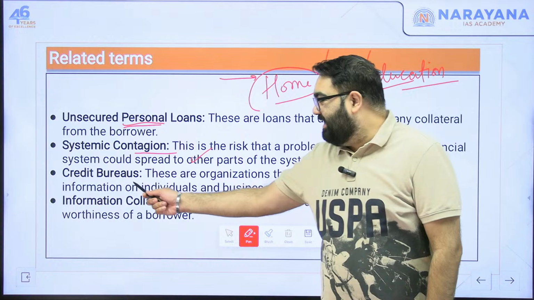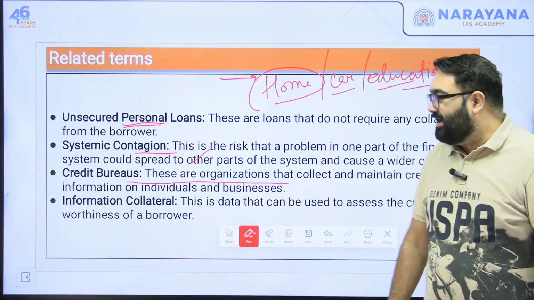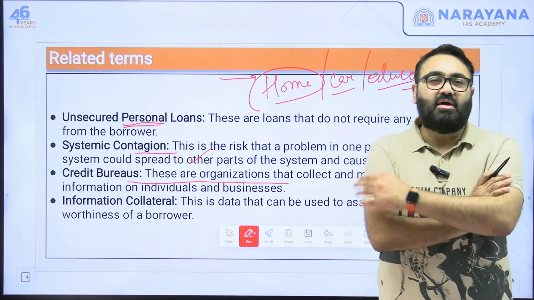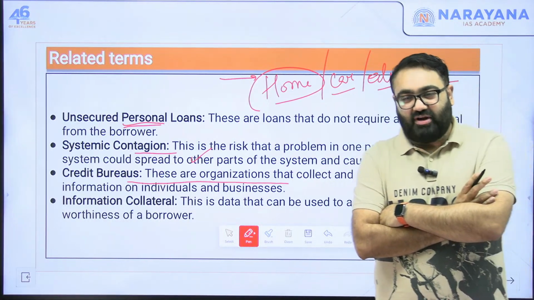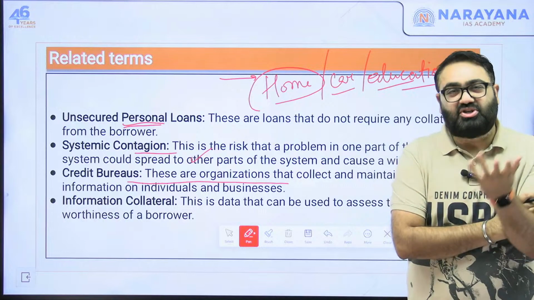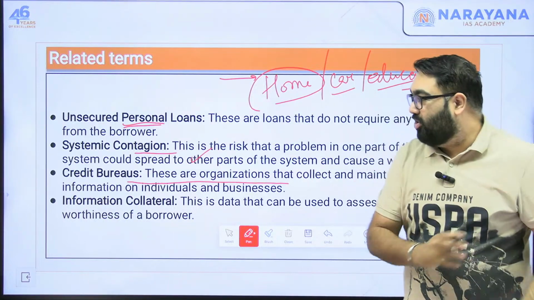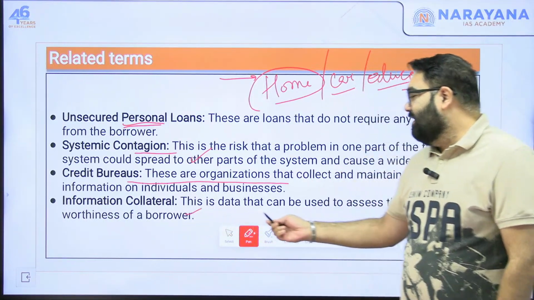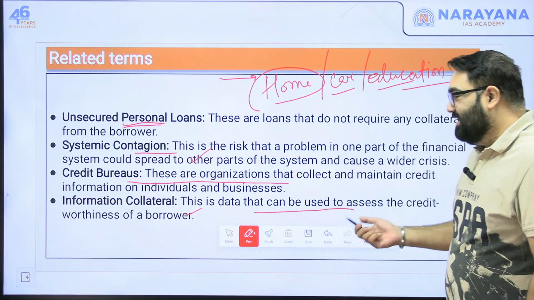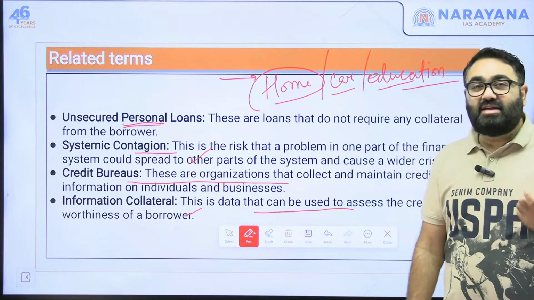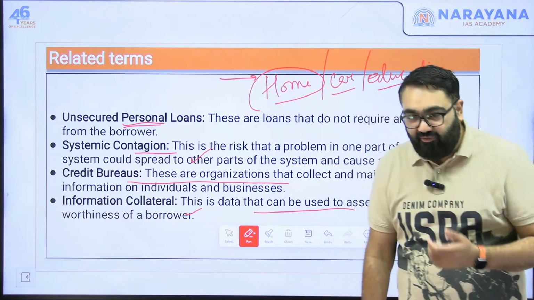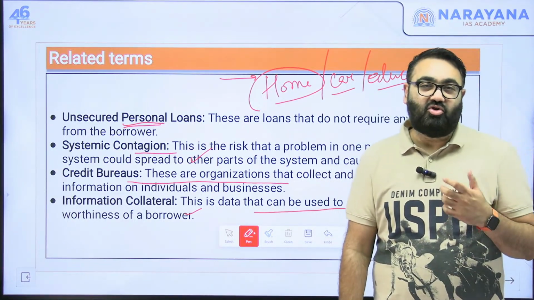Credit bureaus are the organizations that collect and maintain your credit information. You would have heard of, for example, something like CIBIL. They give you a credit score depending on your credit history, the loans that you have taken, your repayment record, etc. Information collateral, that is the data that is used to assess whether or not you are worthy of getting the loan. All this information is taken into account before the bank decides whether they want to give you a loan or not.